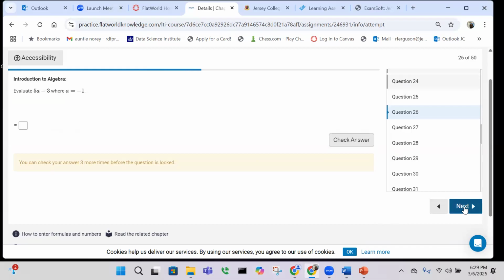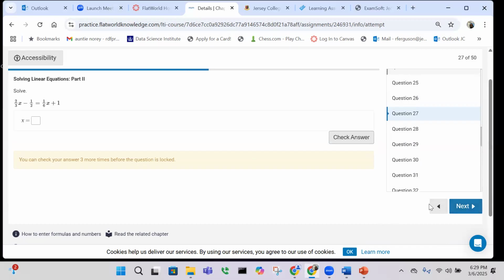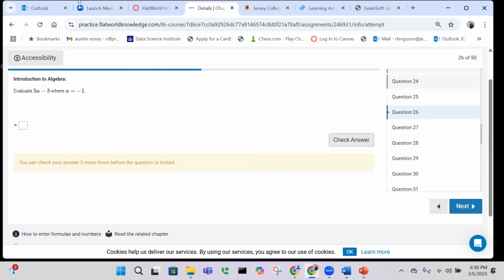Evaluate again, that just means to substitute -1 into A. -5 minus 3, -8. So with that one, are we solving it completely or we're just plugging it in? Plug it in, but it gives you a number. So whenever you see the word evaluate, it means find the value when A is -1.